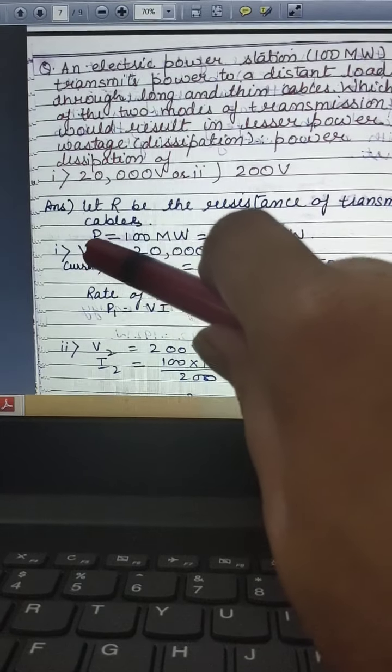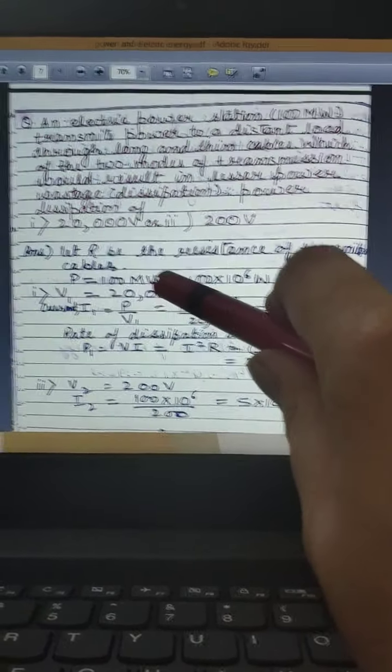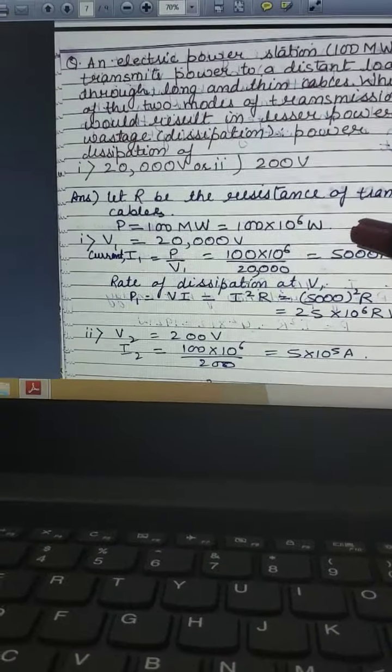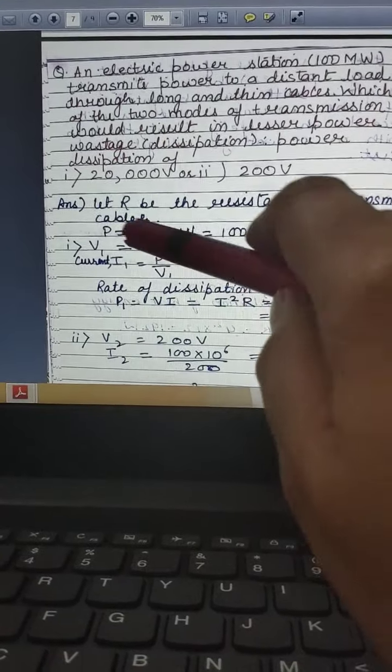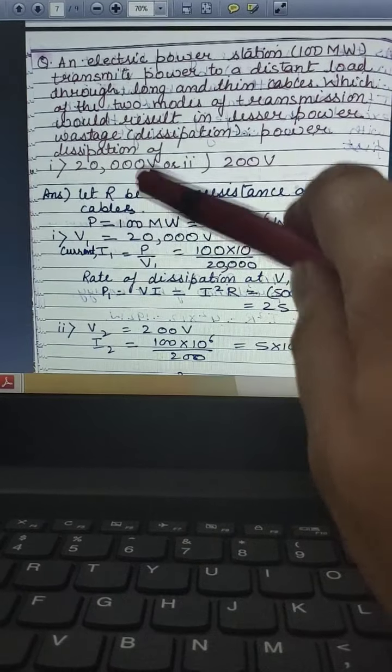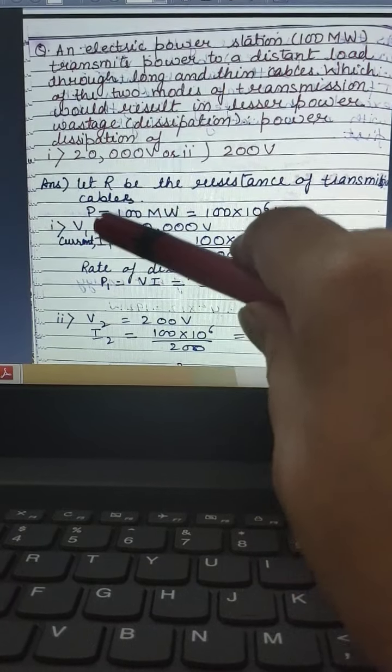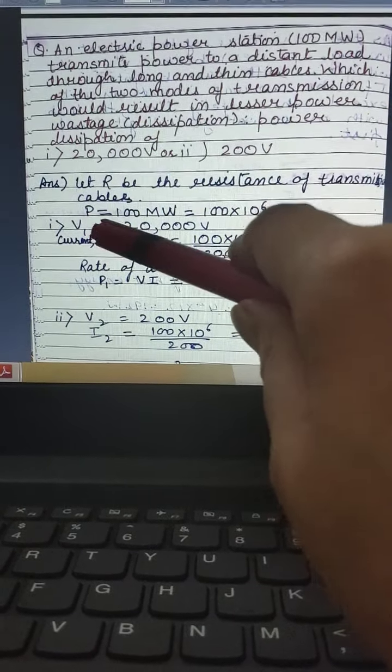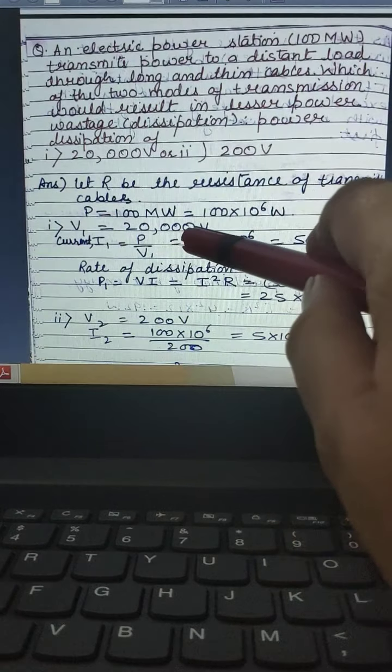So what will be the power? Power is given to you, that is 100 megawatt, that is 100 into 10 raised by 6 watt. Now V1 is 20,000 volt. We are having two cases. So first of all we are going to discuss the first case, that is 20,000 volt. So V1 is equal to 20,000 volt.